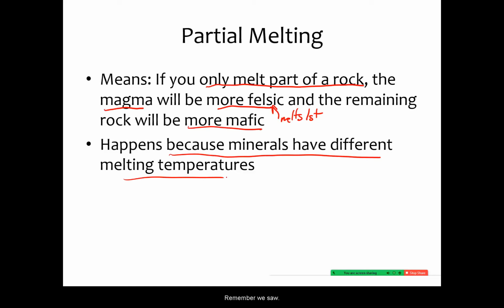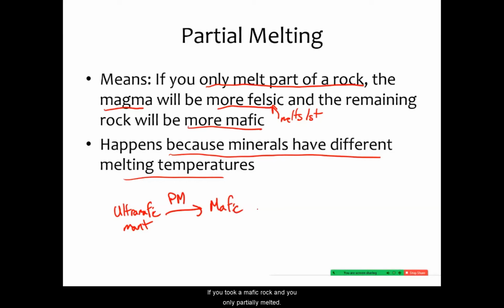So remember, we saw that we were only partially melting the mantle due to decompression melting. So that ultramafic mantle partially melts to become mafic material. If you took a mafic rock and you only partially melted it, it would probably have an intermediate composition. And if you partially melted that, it would become felsic.